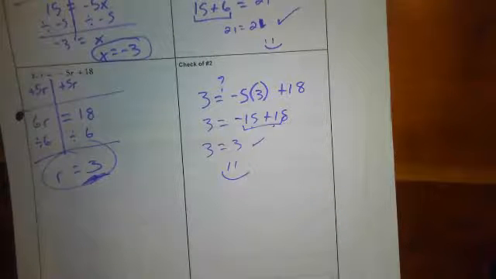Now, let's get a little bit harder. I want you to turn to page 54. Again, we're on page 54, and let's look at number 3. There's no distribution. There's no simplifying, so I'm going to start moving my variable terms to the left and my constants or my numbers to the right. That's a plus 2x, so we're going to subtract 2x.